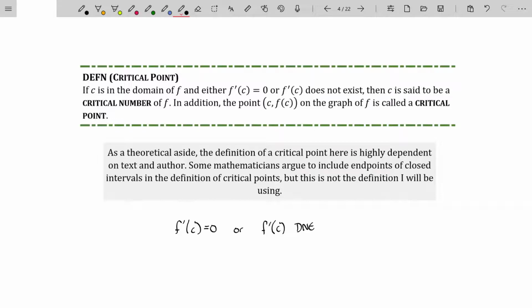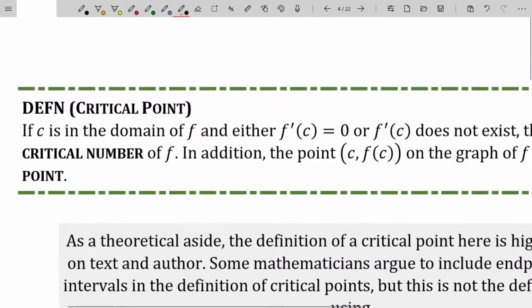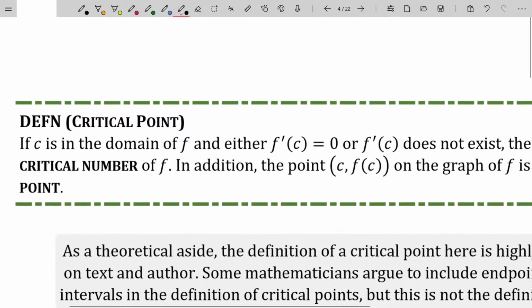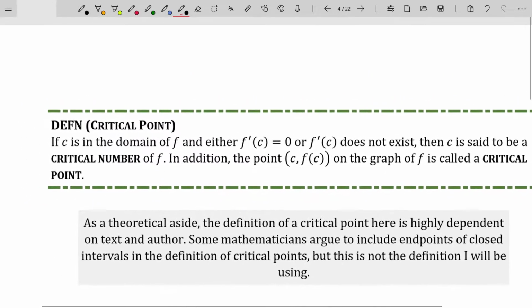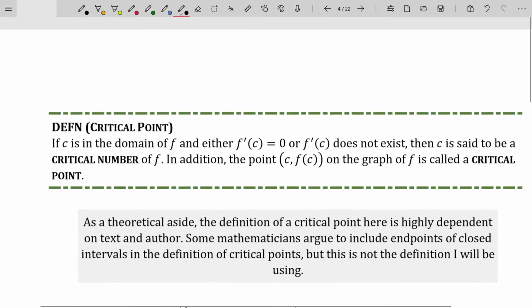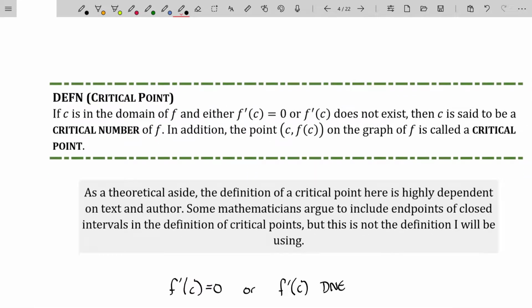Okay. In addition, the point (c, f of c) on the graph of f is called a critical point. That is, if c is a critical number, then its corresponding point on the graph is called a critical point. Some people call, by the way, the critical number a critical value.